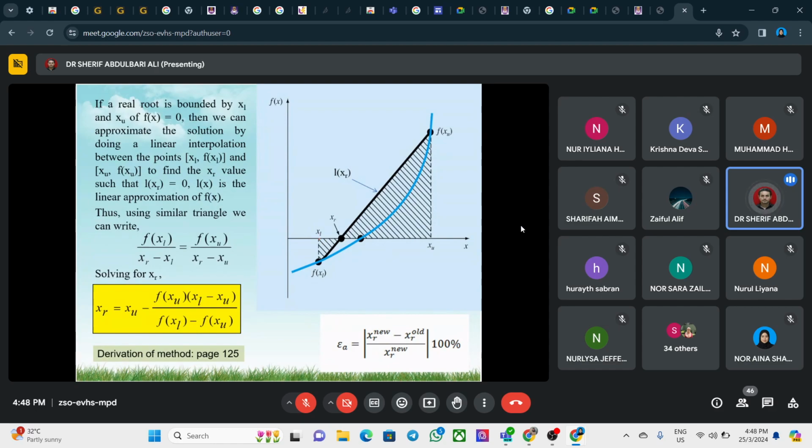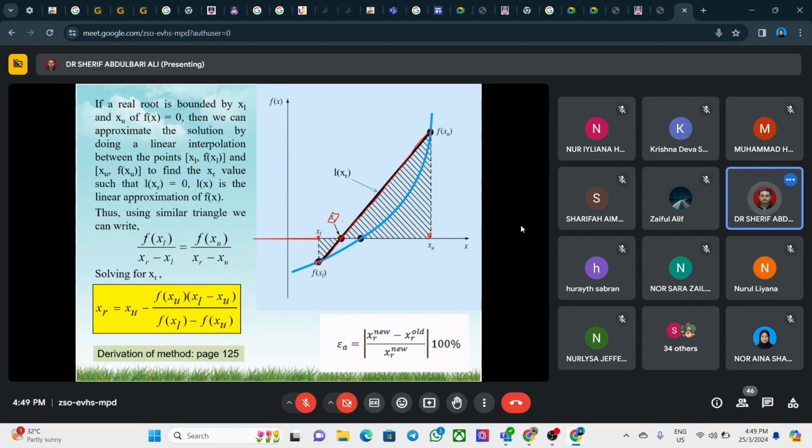So what we are doing here, we are making a line between the value of x lower and its function and x upper and its function. So we are making this linear interpolation. This linear interpolation is going to cross the x-axis at this point, and this point we call xr. So this is the difference between bisection method and false position methods.